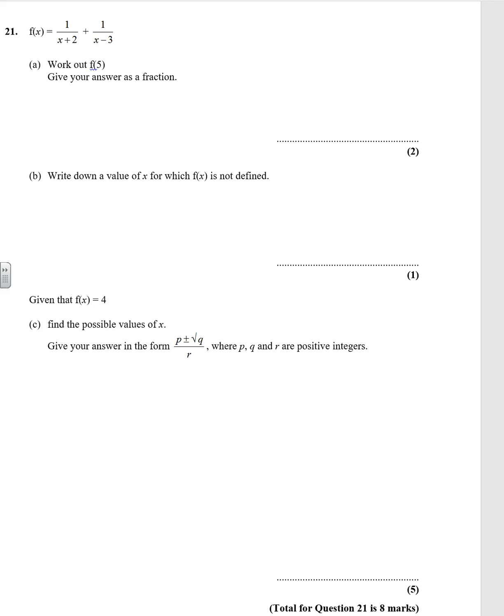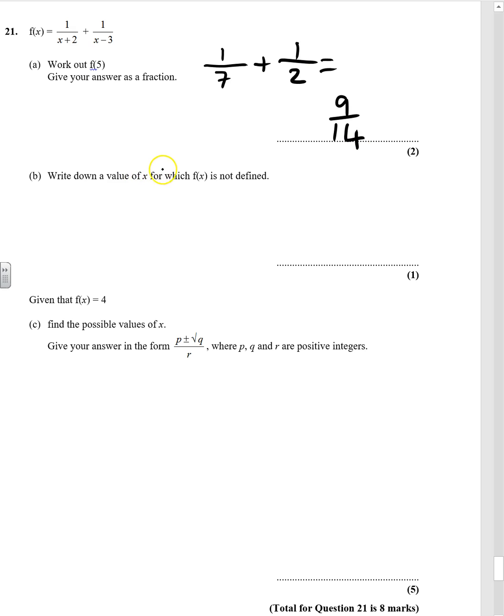Question 21. So f of x, and we've got an algebraic fraction there. Work out f of 5, give your answer as a fraction. Okay, well that just basically means substitute 5 into there. So we've got 1 over 7 take away 5, which is 2, plus 1 over 5 take away 3, which is 2. So 1/7 plus a half. We could do that on the calculator, or we could do it using fractions, but it's 9 over 14.